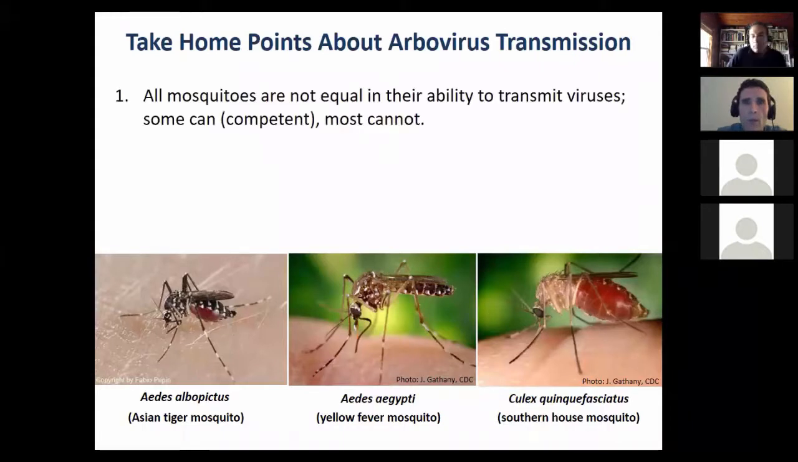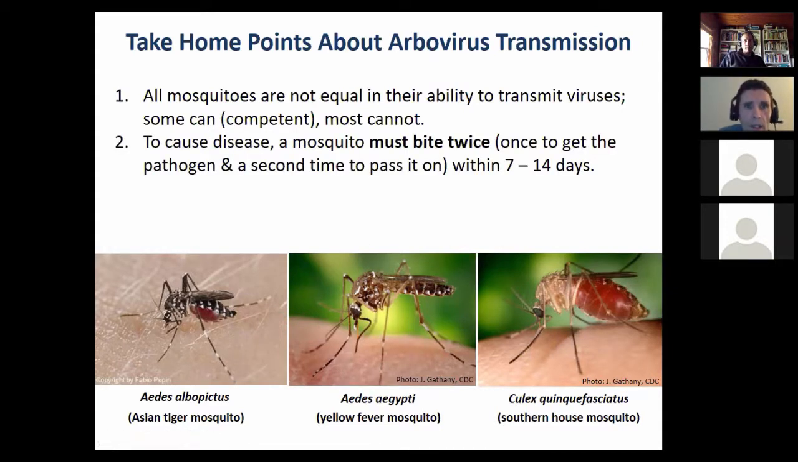Now, a few take-home points about transmission before we move forward into specific examples. First is that all mosquitoes aren't equal in their ability to transmit viruses. I've already pointed this out, but just reiterating, some mosquitoes can transmit a virus, some can't. The two Aedes mosquitoes listed here can both transmit Zika virus, for example, but the one on the right cannot, and vice versa for West Nile. The Culex mosquitoes are very good at transmitting, while these other two are not.